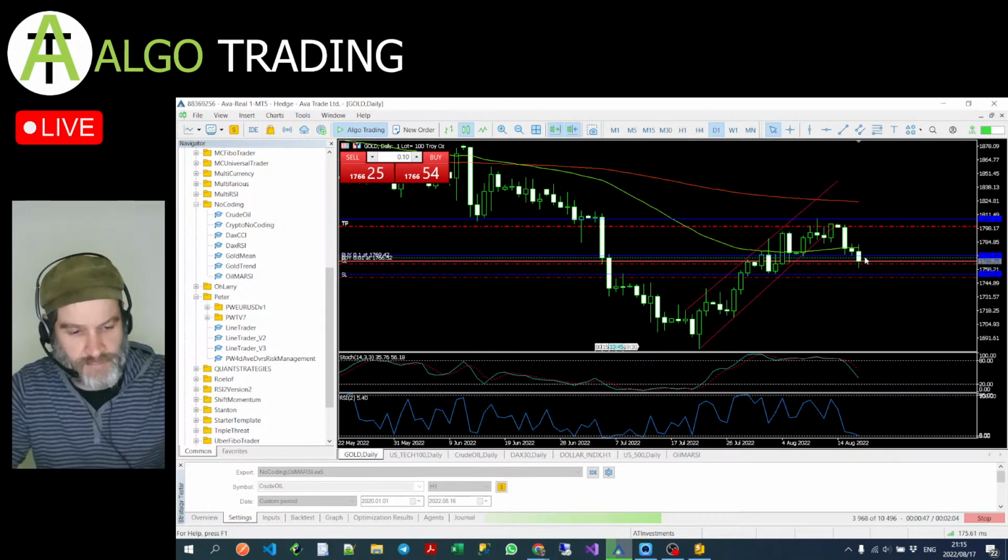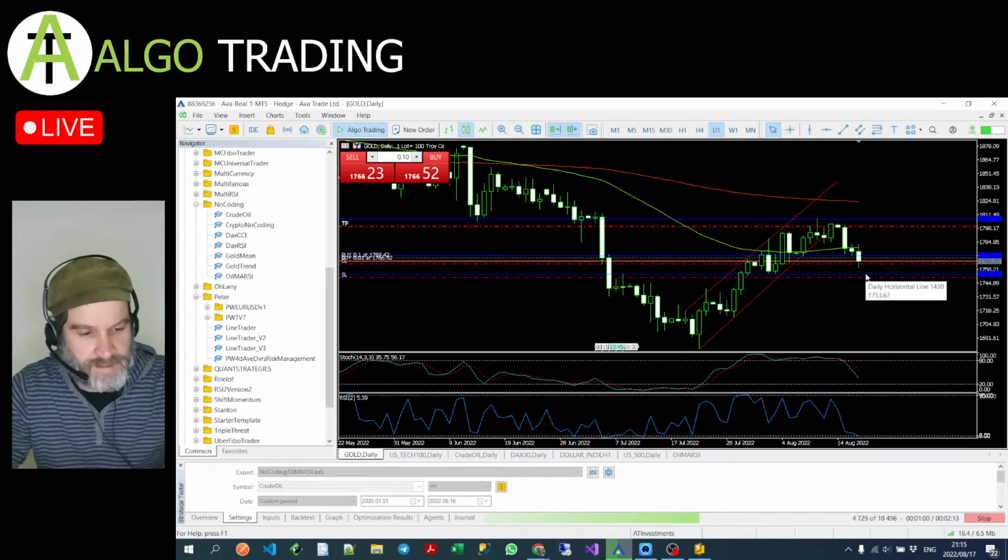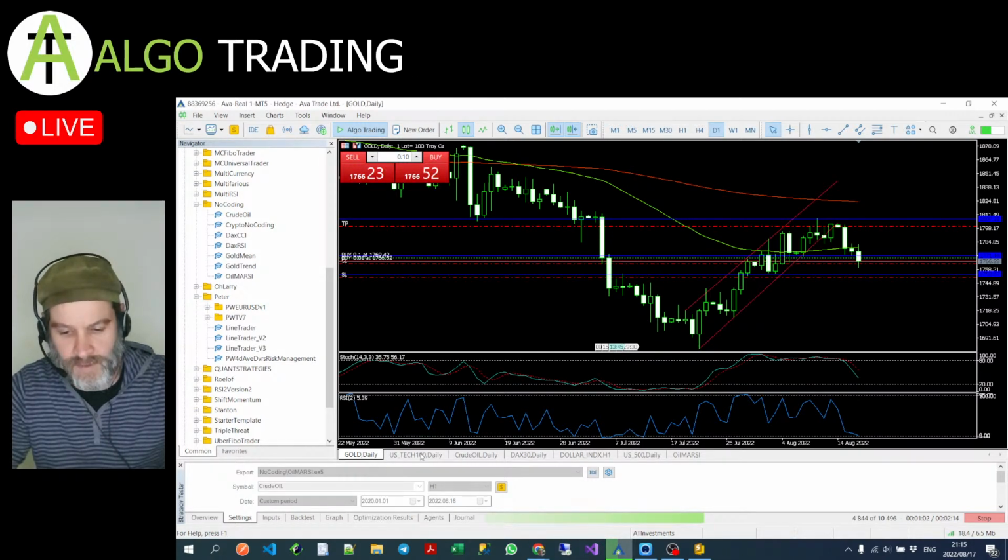I keep trying to take it at this resistance, and it breaks, it goes back up, breaks, it goes back up. So if I get stopped out again, I'm just going to wait for this lower horizontal line at about 1750 there.